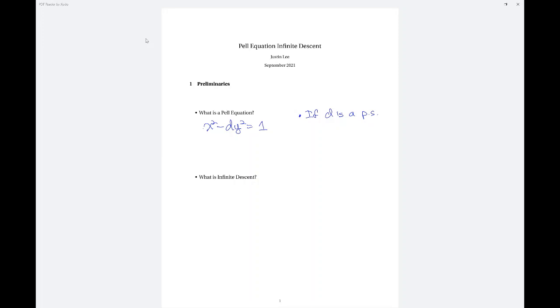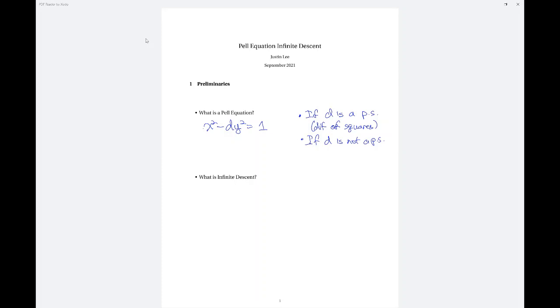But when d is not a perfect square, it gets a lot more interesting. And it turns out that there are an infinite number of solutions when d is not a perfect square. There are multiple ways to derive and compute these solutions. We won't go through all of them. We'll just talk about the way of doing this in infinite descent.